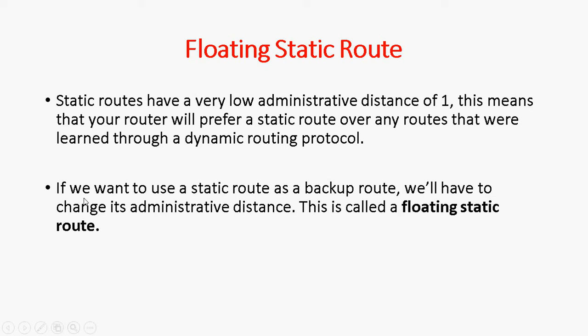Now, if we want to use a static route as a backup route, we have to change its AD value. This is called a floating static route. By default, the router will prefer the static path as primary and the dynamic path as secondary, because the static route AD value is 1. Floating static route means the router will prefer the dynamic routing protocol as primary and the static route as backup. For that we have to change the AD value of the static route, then the router will prefer dynamic routing first and the static route next.